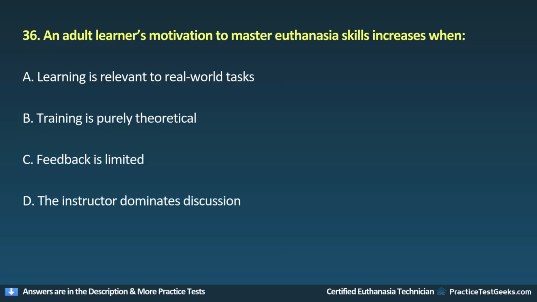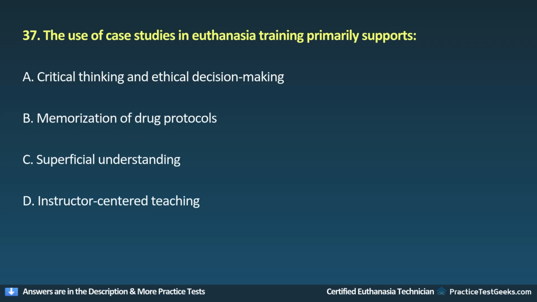36. An adult learner's motivation to master euthanasia skills increases when A. Learning is relevant to real-world tasks. B. Training is purely theoretical. C. Feedback is limited. D. The instructor dominates discussion.